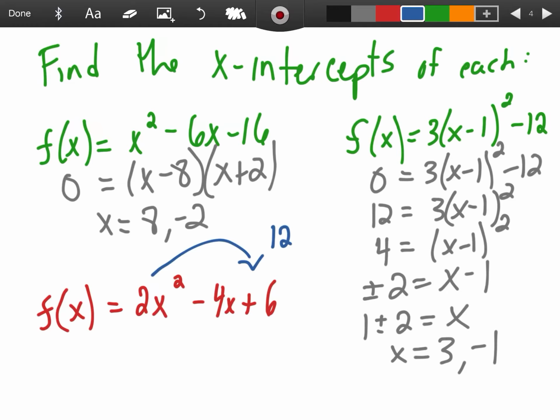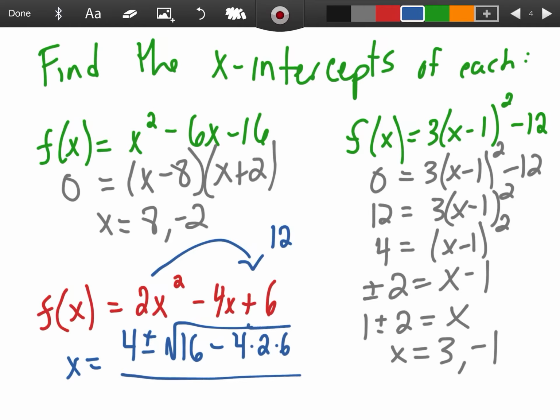And don't try and kill yourself. Don't think too hard. All right, let's just jump straight into the quadratic formula and see if that works for us. So x is equal to negative b, right? Negative b is 4, plus or minus the square root of b squared minus 4ac, 16 minus 4 times 2 times 6, all over 2a, which is 4.